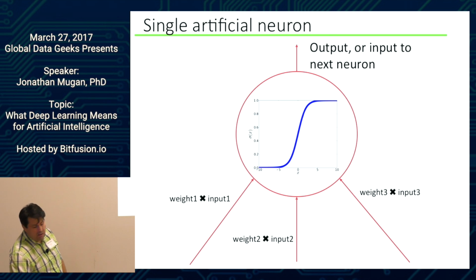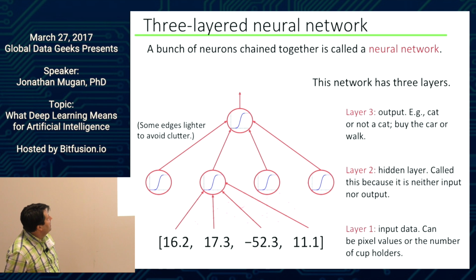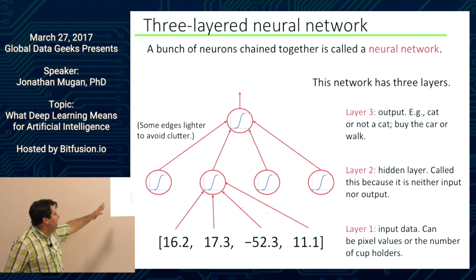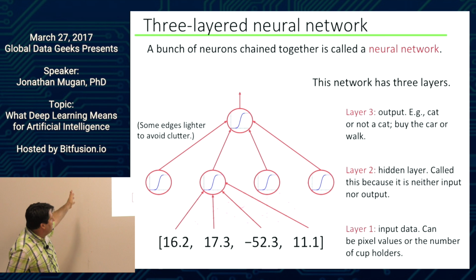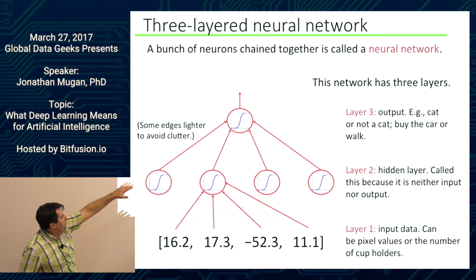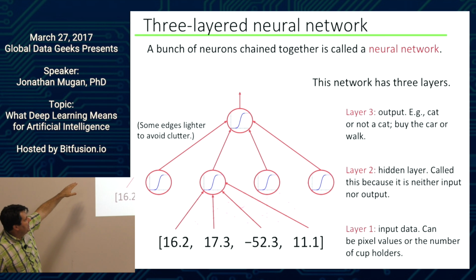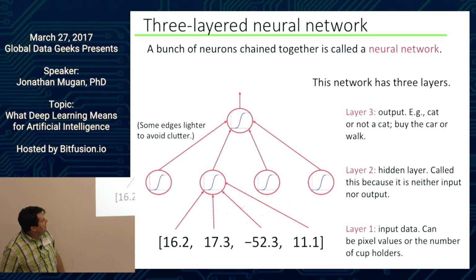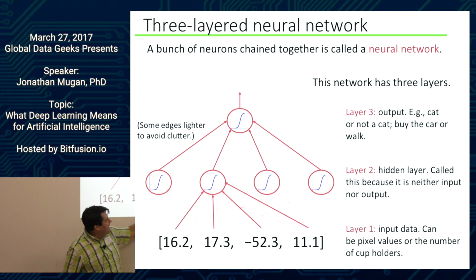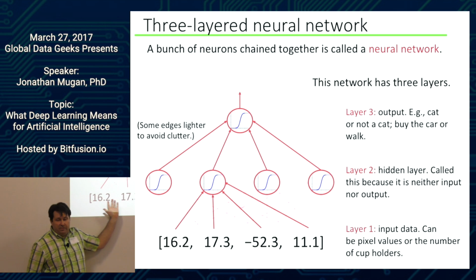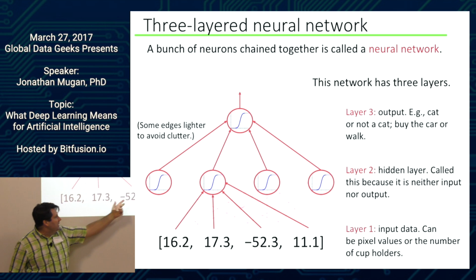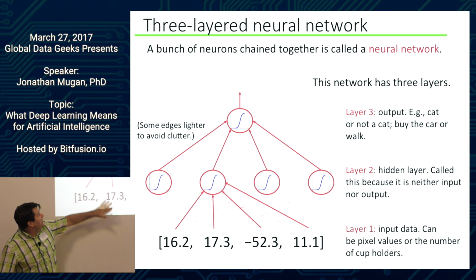From here, we can go to our traditional 3-layer neural network. Up till the early to mid-2000s, this was the basic neural network. You had a top layer, which would be an output: is this thing a cat or not a cat? Layer 2 is a hidden layer because it's neither the input nor the output. And you have the actual pixel values in here, or the number values, or whatever it is you care about, the number of cup holders, the gas mileage, what have you.